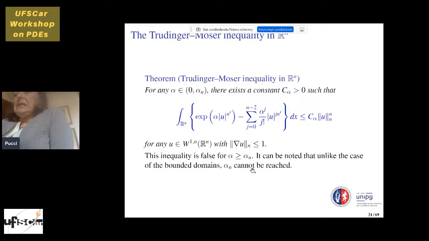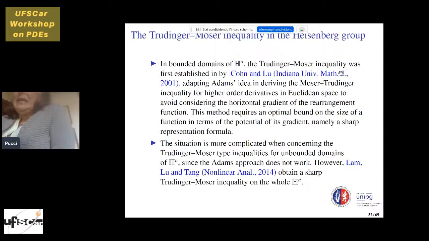Okay, in bounded domains of the Heisenberg group, the Trudinger-Moser inequality was obtained in this celebrated paper, in which an idea of Adams in deriving the Moser-Trudinger inequality was used. This idea of Adams was to consider the horizontal gradient of the rearrangement function. This is the main key issue.